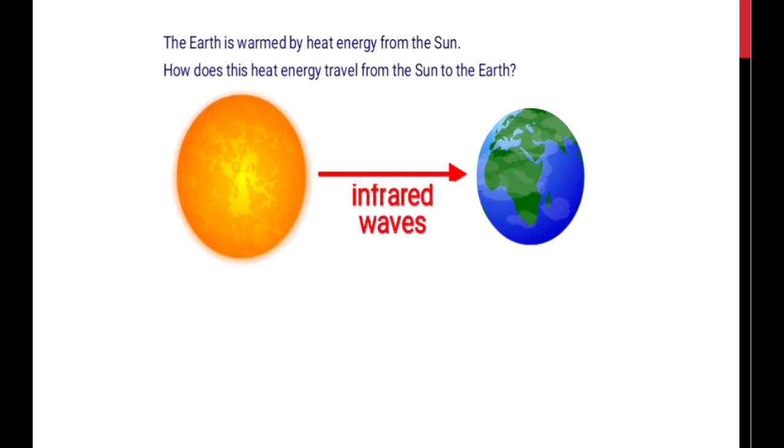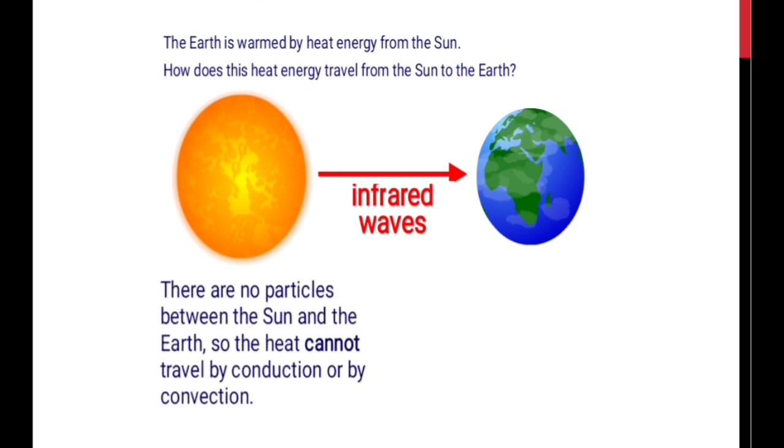How does heat travel through space? The earth is warmed by heat energy from the sun. How does this heat energy travel from the sun to the earth? Through infrared waves. This kind of heat transfer involves the radiation mode of heat transfer.